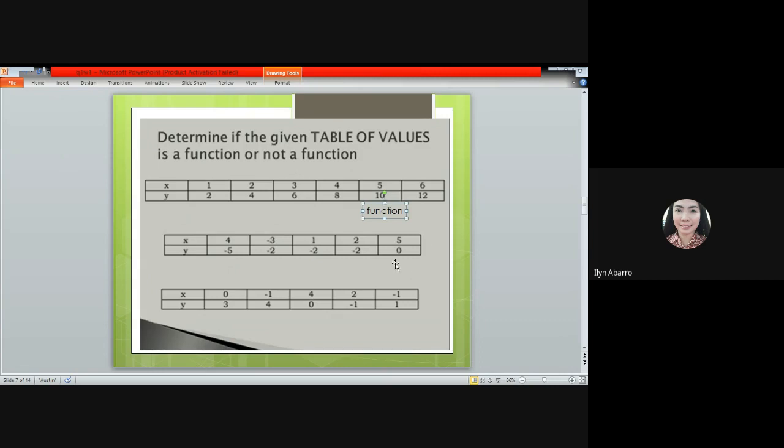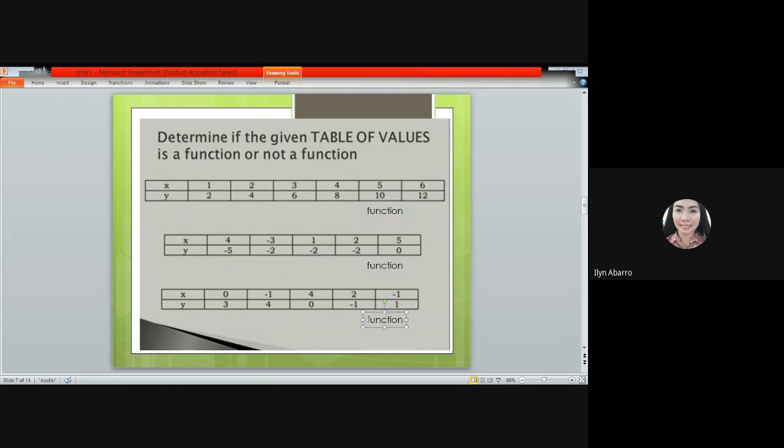So, this is also a function. Okay? Next, the third table, so the x values are 0, -1, 4, 2, and -1. As you can observe, -1 is repeated in the last row or column. So, this is not a function. Not a function.